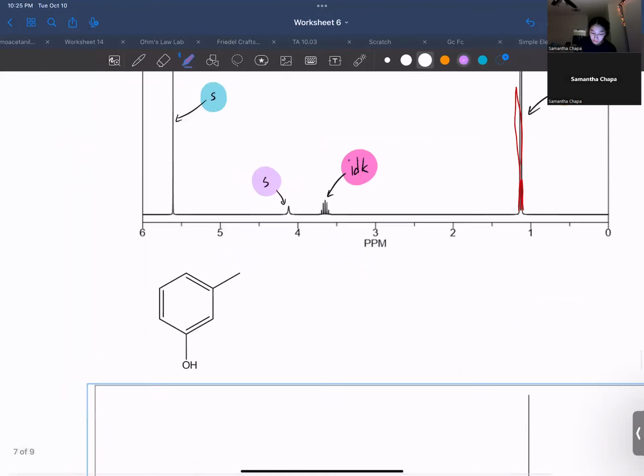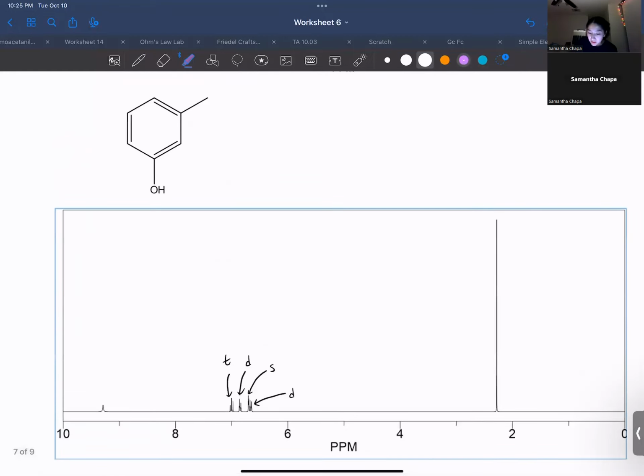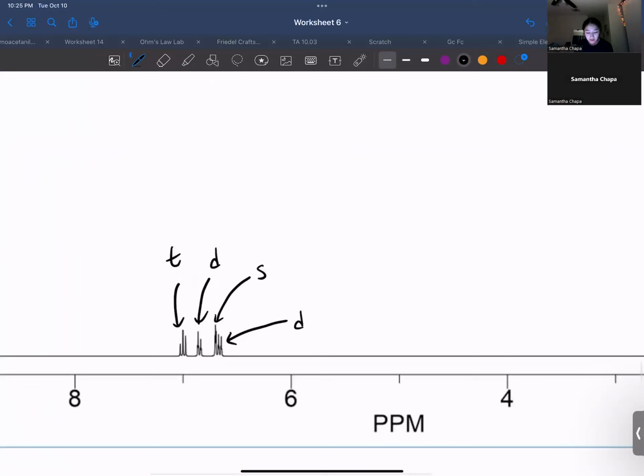Okay, move on to the next one. It's the same procedure. It kind of got clumped. That's where a lot of people got confused. So I just labeled them. You can zoom in. You can see the triplet is kind of obvious. The doublet is obvious. But you kind of don't see that the signal of singlet and doublet are kind of together.